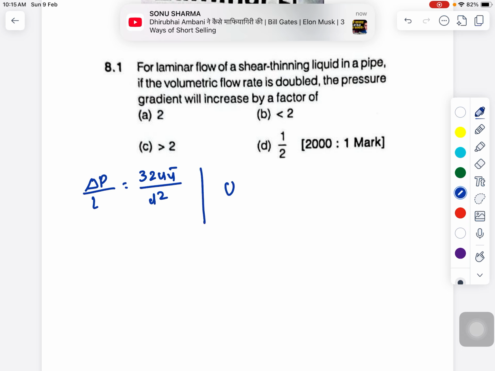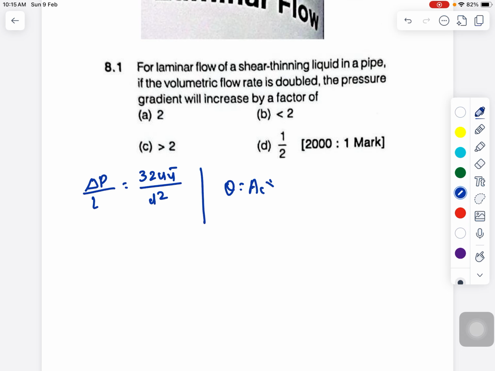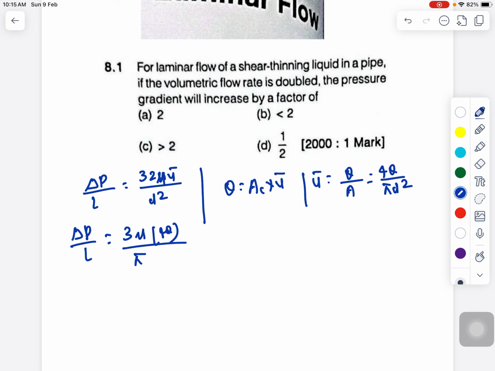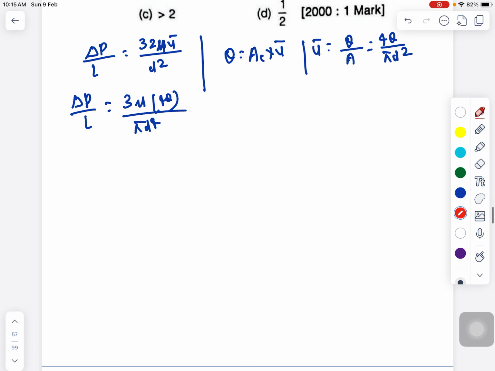So when we talk about Q, Q can be written as area of cross section multiplied with average velocity. So finally, average velocity can be written as Q divided by cross sectional area, and that will be equal to 4Q divided by pi d square. So when we substitute this, delta P by L can be written as 32 mu, and obviously 4Q divided by pi d4. Okay, so pressure drop is constant, but only volumetric flow rate is getting double.